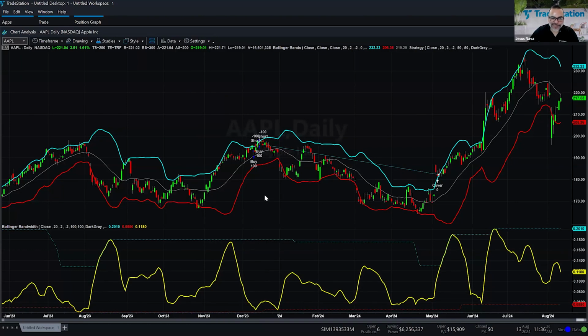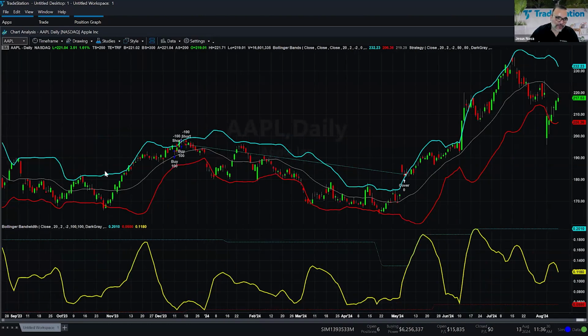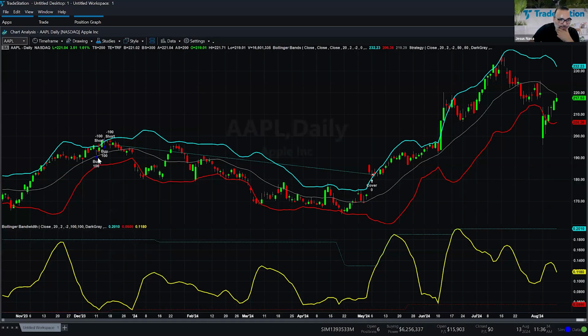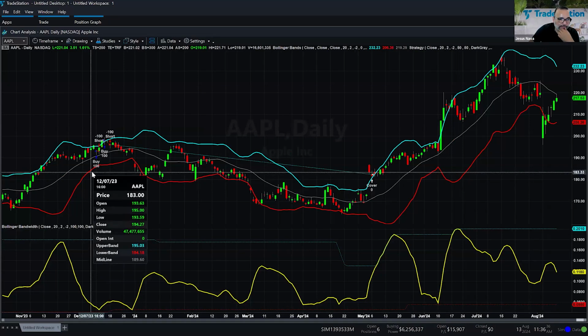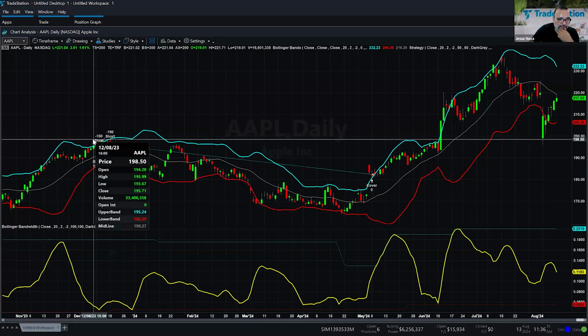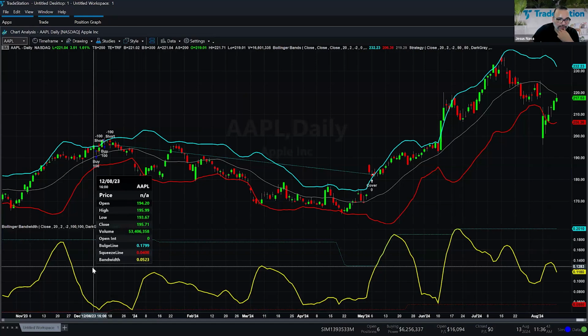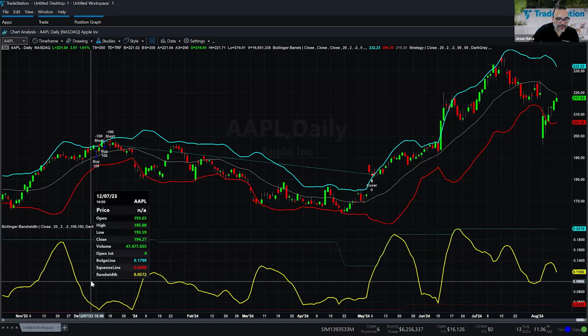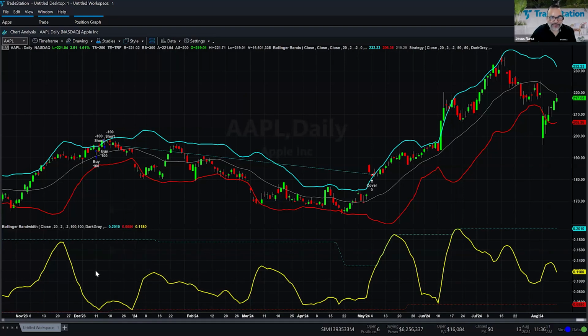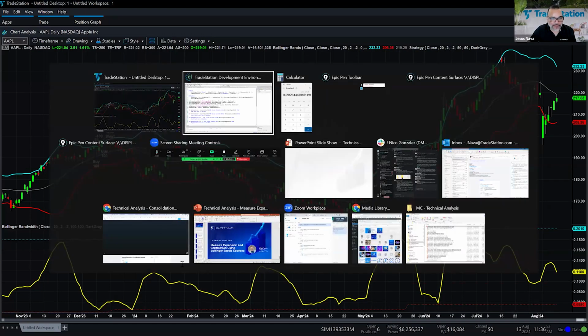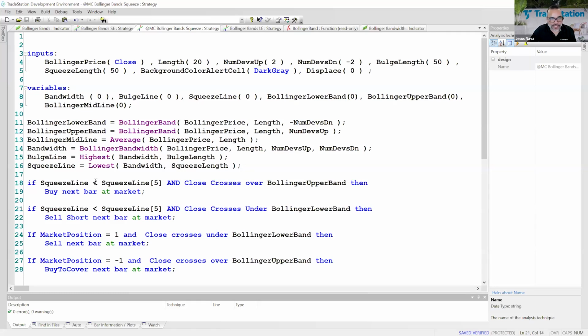Okay, so maybe the conditions need a little bit of work. Because of what we were talking about, the entry, here's a buy signal. It broke the upper band, but then my squeeze line, you can see the squeeze line value here is 0.04. Maybe that's a problem. The squeeze line needs to be less than the squeeze line 5 days ago, or 5 bars ago. That's hard-coded into the conditions.